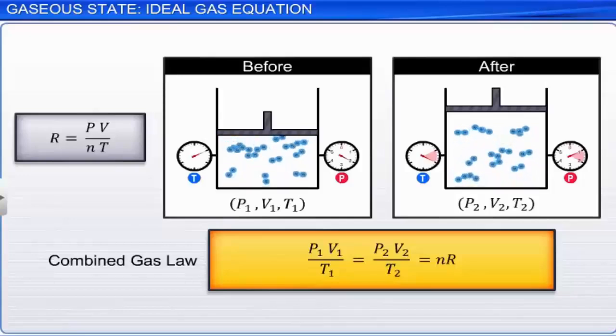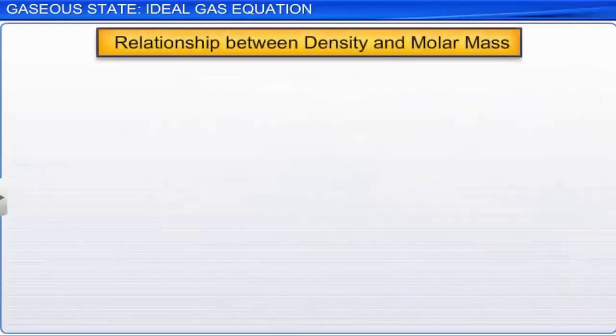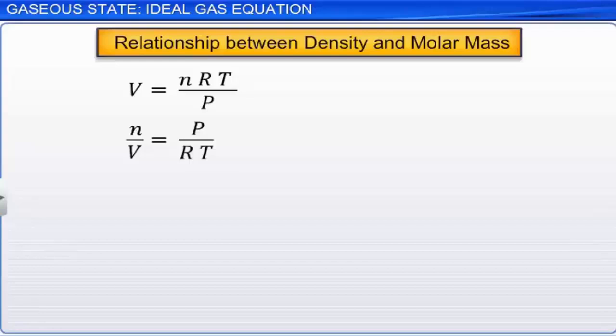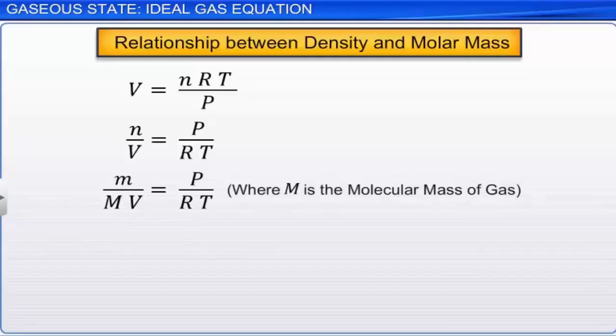To understand the density and molar mass of a gaseous substance, we have to rearrange the ideal gas equation to N divided by V is equal to P divided by R into T. On replacing the number of moles N with the mass of the gas m by M, we get the equation m divided by M into V is equal to P divided by R into T, where M is the molecular mass of the gas. We know that m by V is equal to d, where d is the density of the gas. Thus, we can rewrite the equation as d divided by M is equal to P divided by R into T. On rearranging the equation, we get the relationship to calculate the molar mass of a gas as M is equal to d into R into T divided by P.